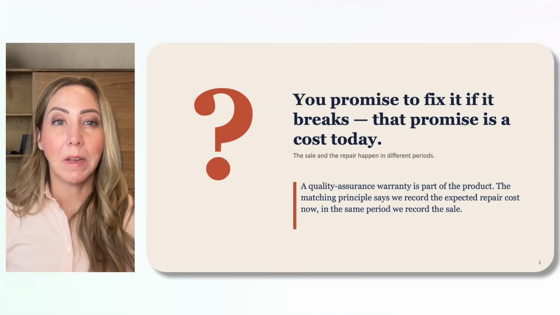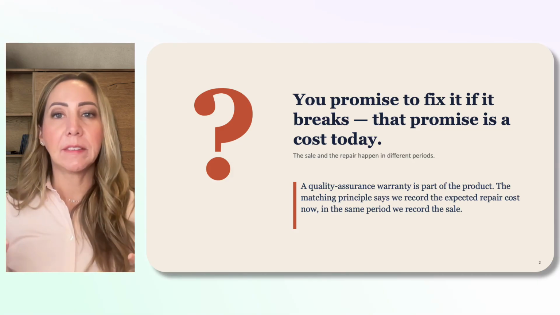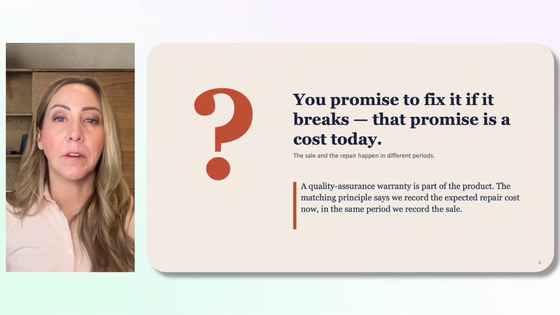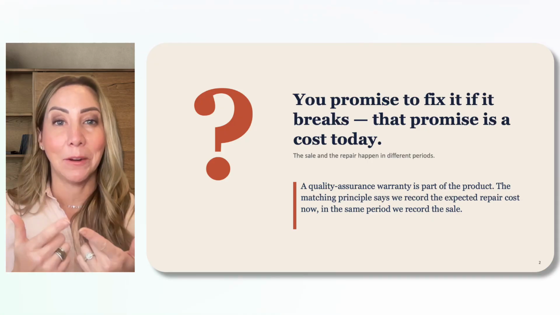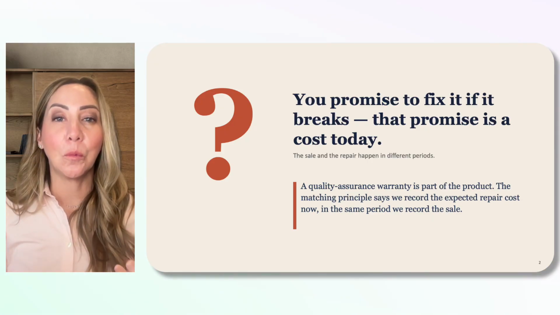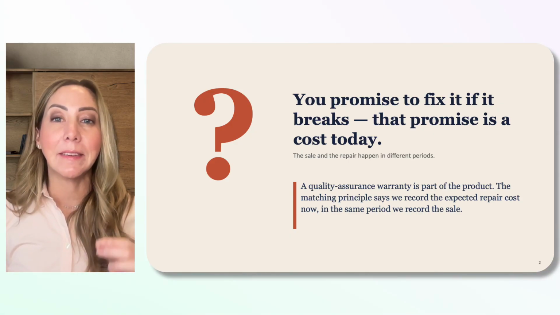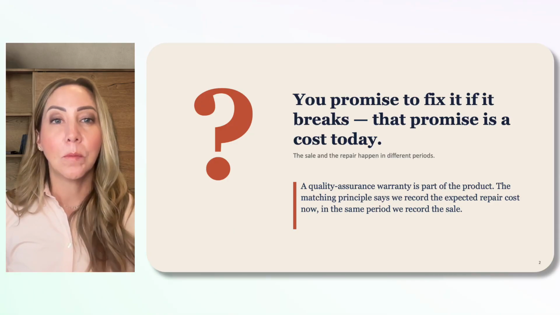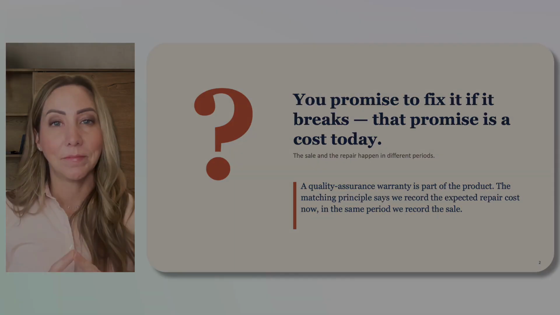Here's the core tension. A company sells a product today and promises, if it breaks within a year, we'll fix it. The sale happens now, but the repair, if it happens at all, happens later in a future period. Like all costs, we want to match the expense to the revenue that it relates to. If we only recorded warranty costs when repairs actually occurred, we'd be matching those costs to the wrong period. The promise was part of the sale, so the expected cost of honoring it should be recorded now, in the same period as the sale. Remember this, matching of revenues and costs is what makes the income statement useful.